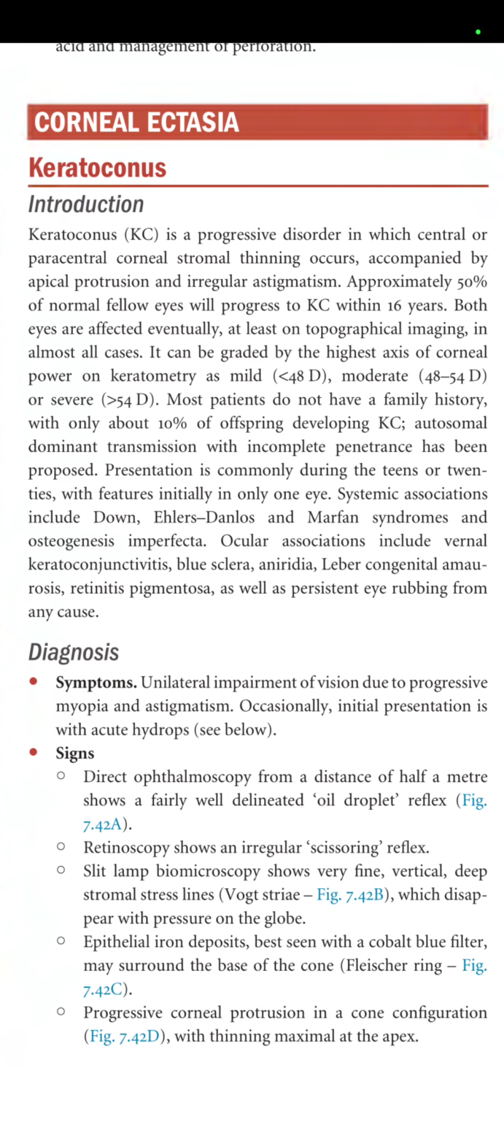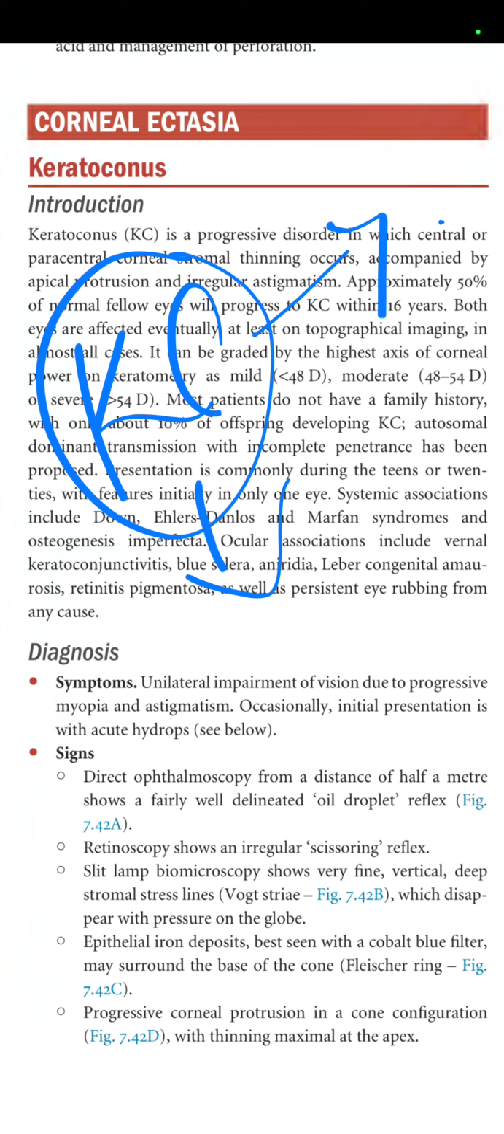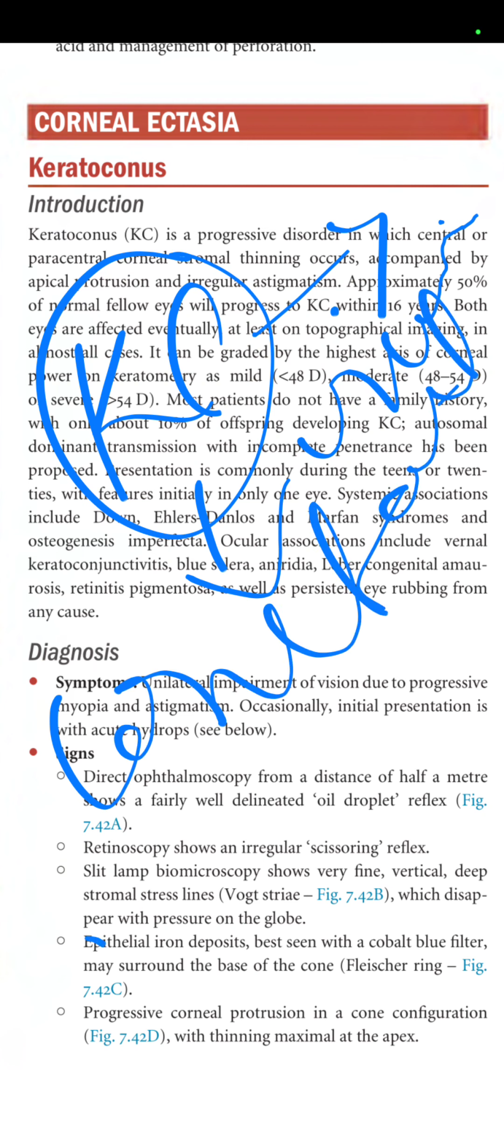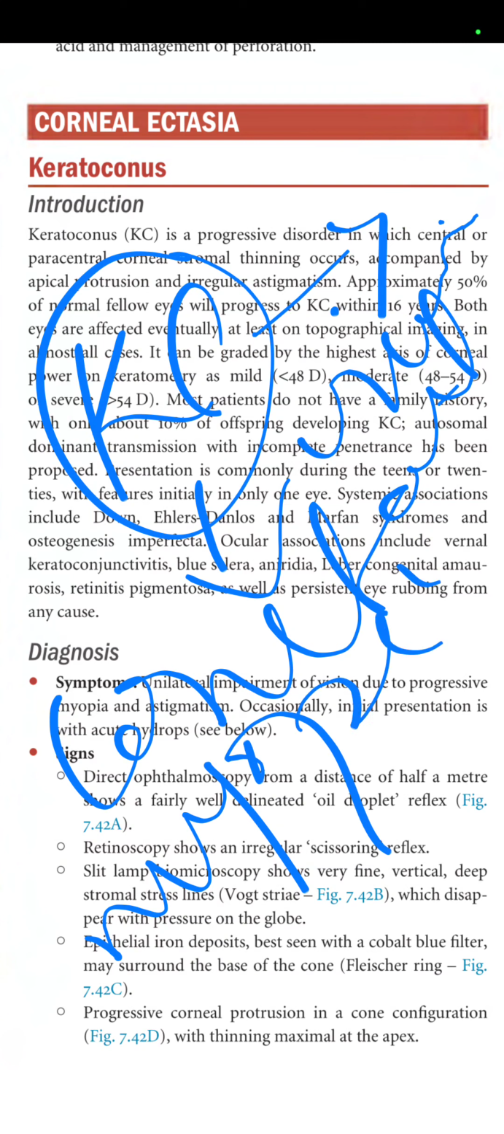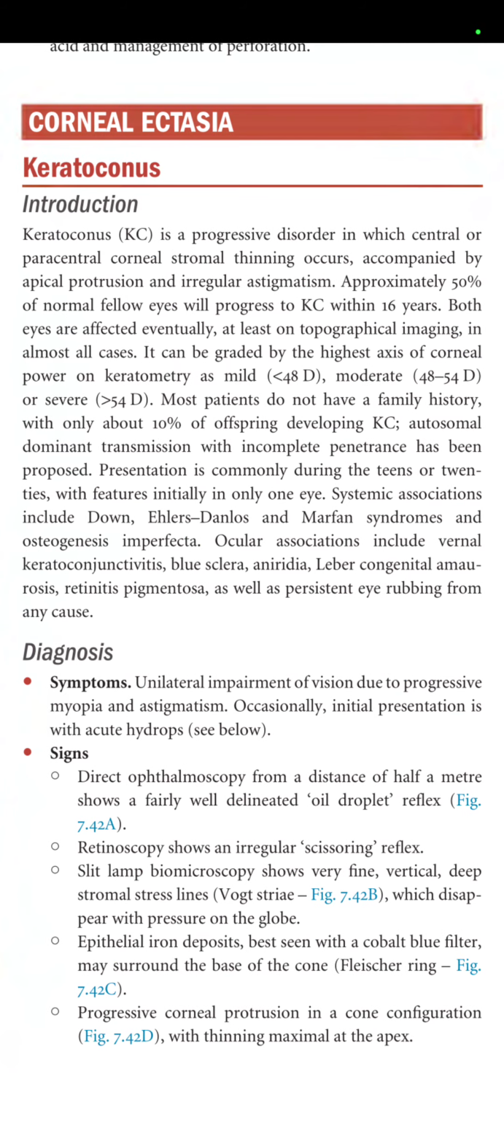Diagnosis: unilateral impairment of vision due to progressive myopia and astigmatism. Occasionally, initial presentation is with acute hydrops. Patients with keratoconus usually present with decreased vision and a constant change of glasses. The patient is basically myopic and will need to change glasses every 6 months, or sooner if it is rapidly progressing. In the glasses, you can find an irregular astigmatism, and sometimes it can also present with acute hydrops.